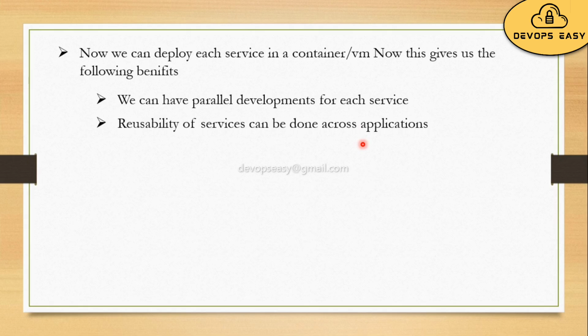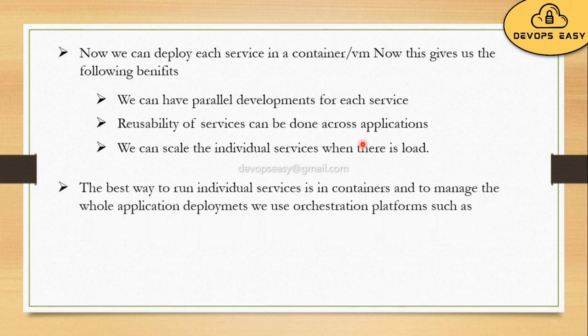So reusability of services can be done across applications. You can scale the individual service. As I said, I can scale the individual box depending upon the load. So the best way to run an individual service is in containers, and to manage the whole application deployment we use orchestration platforms such as Kubernetes, Docker Swarm or OpenShift. OpenShift is the same as Kubernetes, provided by Red Hat. But the majority of the market uses Kubernetes.